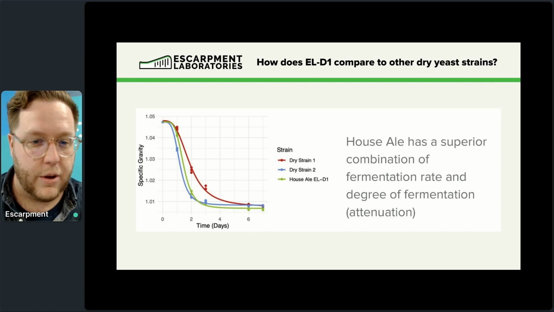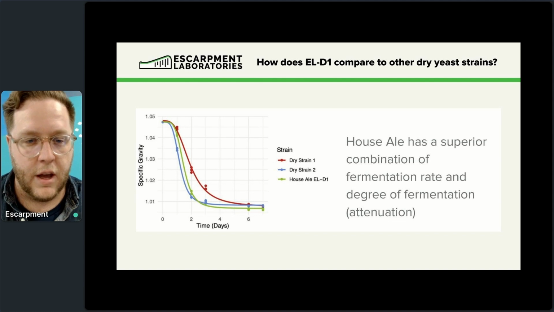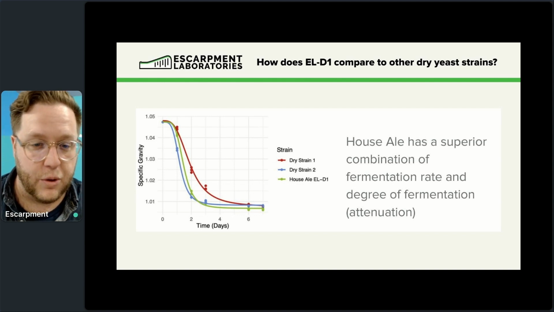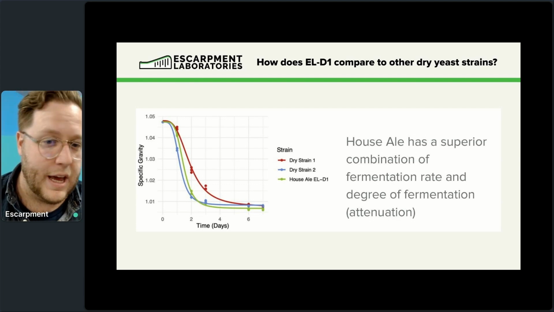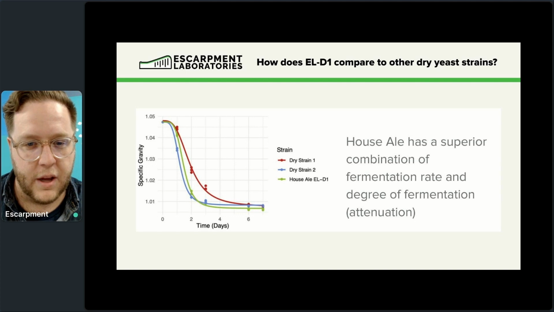One thing that stood out here for us was that we did see a really nice combination of both the fermentation rate as well as the degree of fermentation, the attenuation. It's kind of hard to see the end point of this fermentation curve, but the red strain and the house ale in green finished at pretty much the same final gravity, but the house ale was done a lot faster.